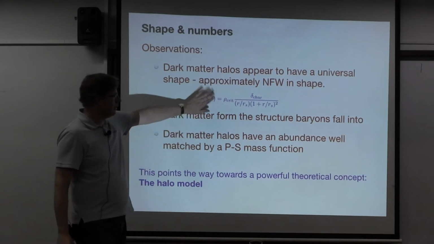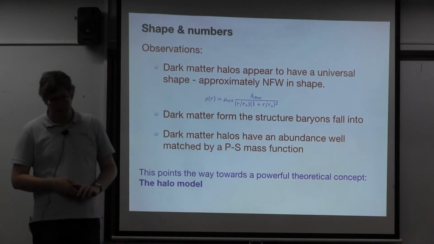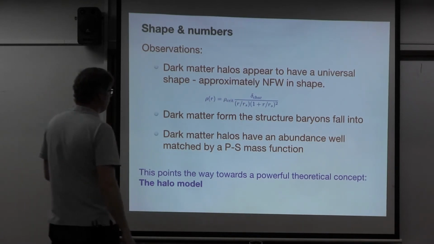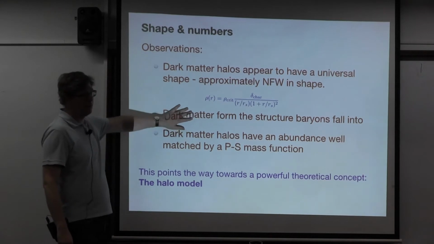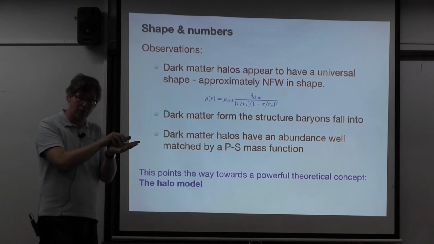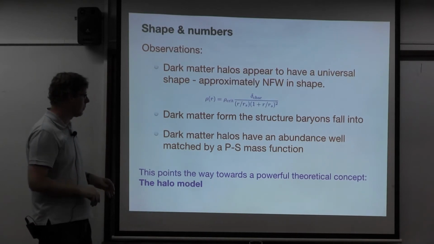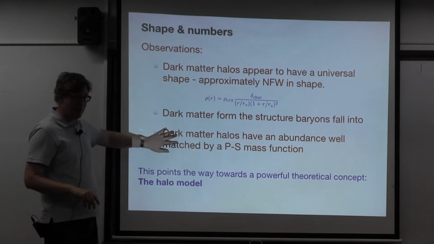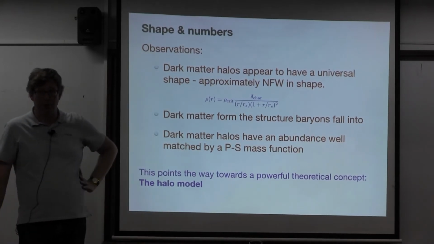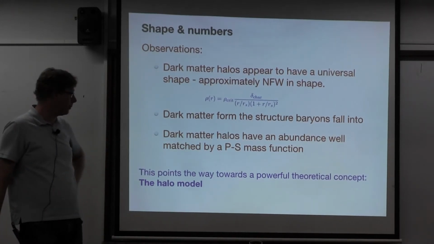This is then the density that people use. And you would typically assume that dark matter forms these structures, and then baryons fall into these structures afterwards. And this Press-Schechter mass function that we just calculated is a very good estimate of the number of halos. It's not a perfect one, but it's a very good one.